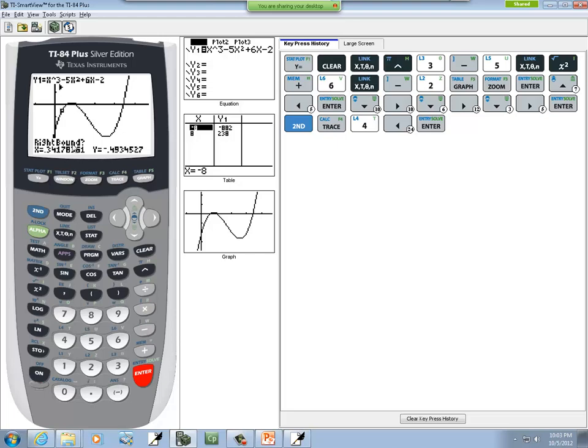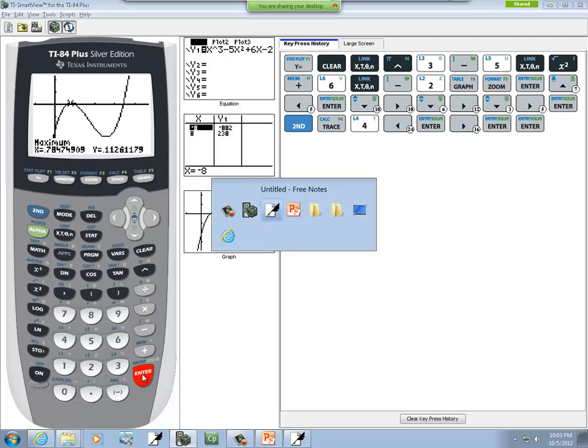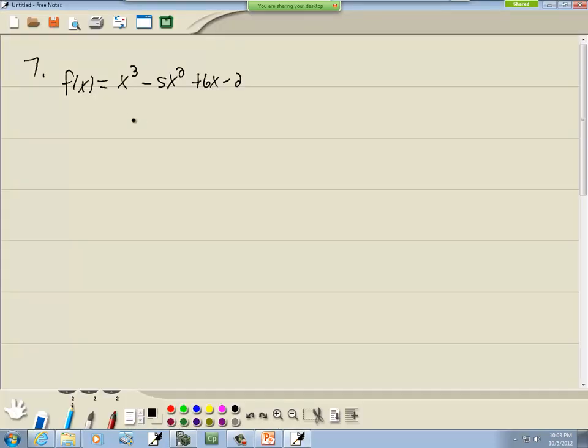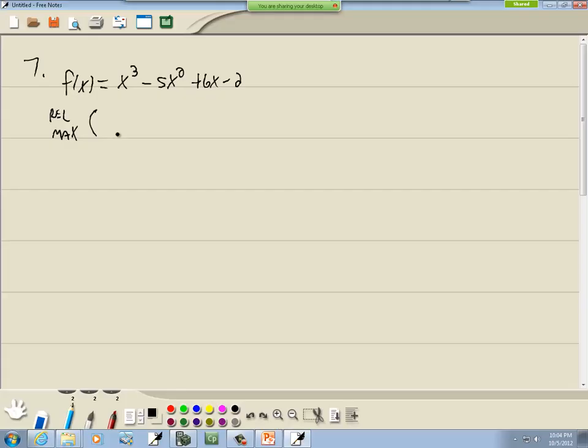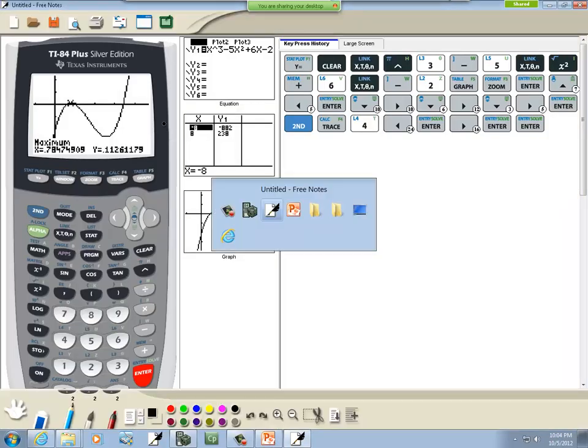Now then it comes up and asks us for our right bound. So we have to press the right arrow key until the cursor is over on the right hand side of where the max is. Now once we get over there, we press enter, and then it asks us for the guess. So we press enter one more time, and this will be our maximum. So we got a relative max at 0.785, comma, 0.113.